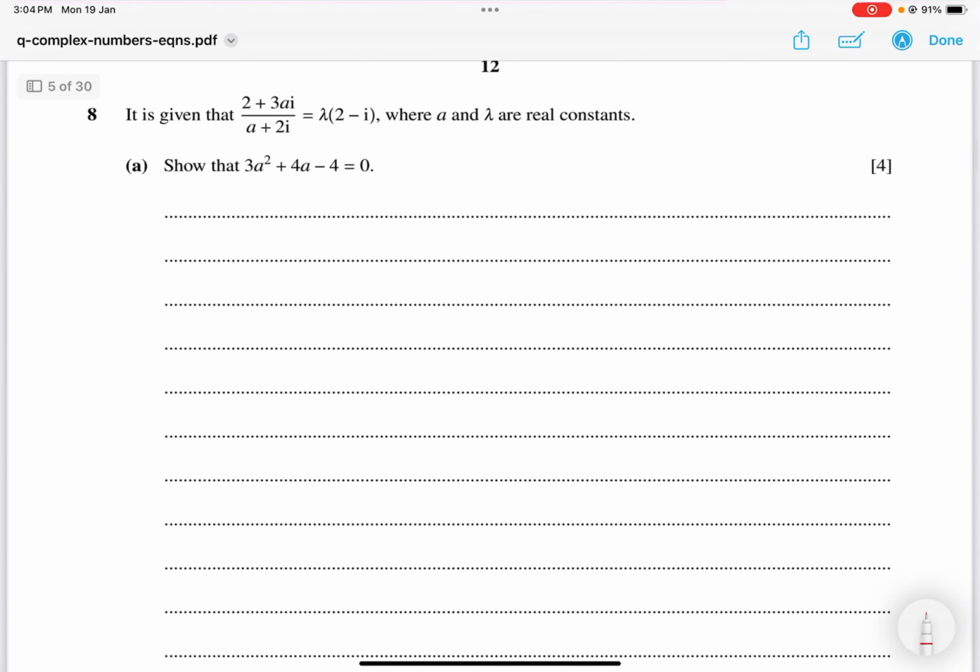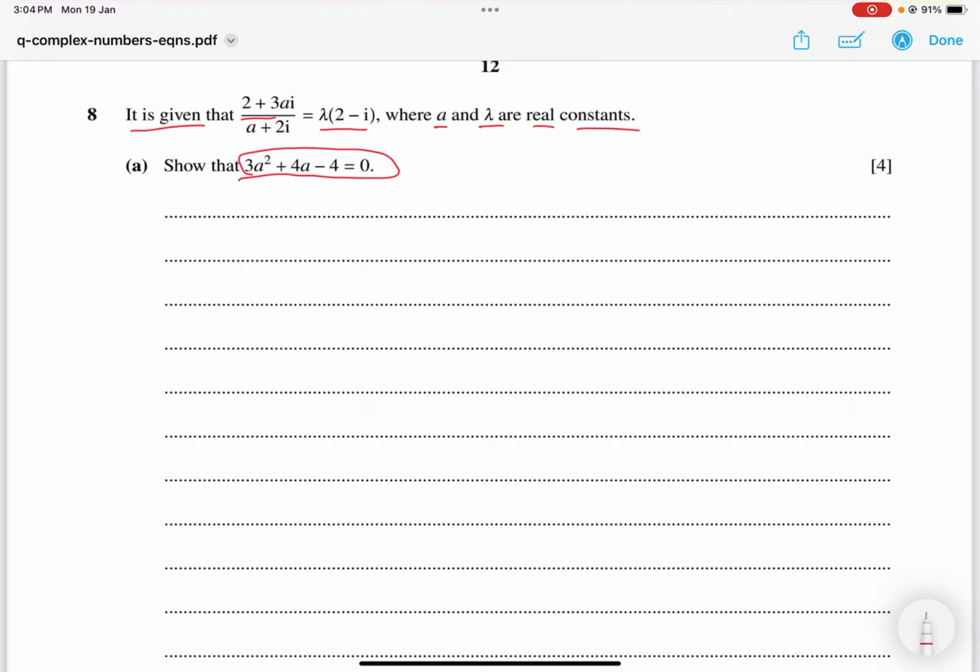Now, for this one, it is given that this equals to this, where a and lambda are real constants. Show that 3a square plus 4a minus 4 equals to 0. Now, in these type of questions, you might get confused, but no need to worry, I am here.